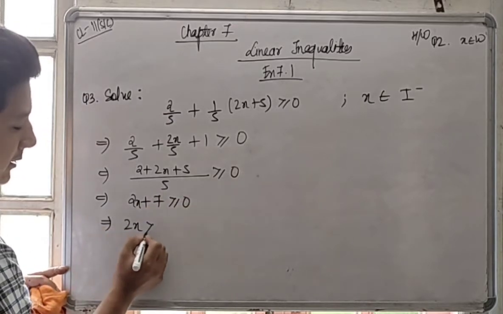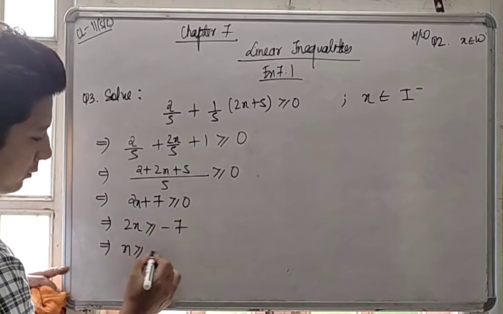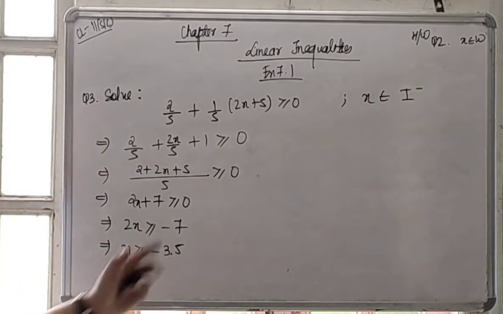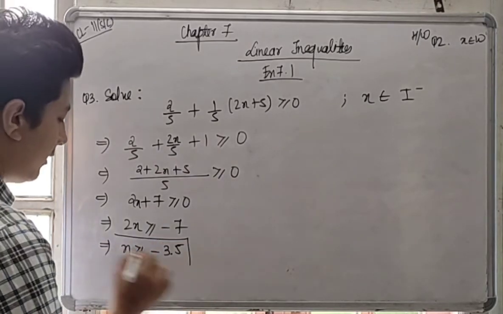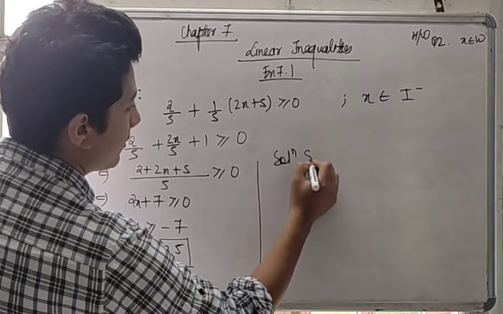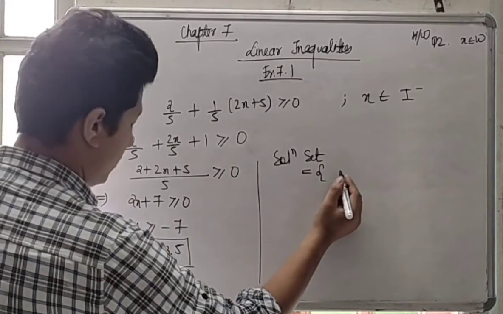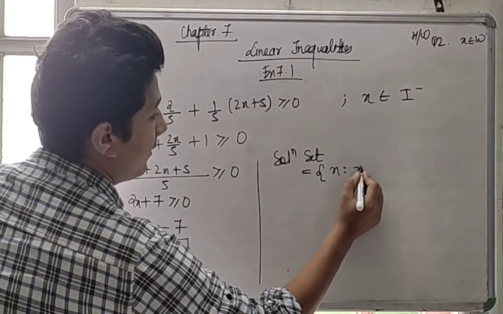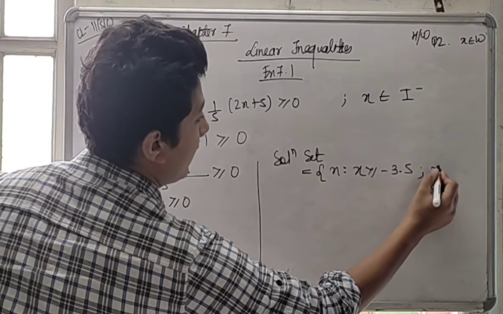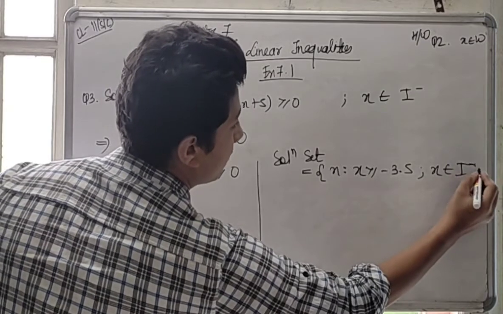So 2x is greater than or equal to minus 7. Therefore x is greater than or equal to minus 3.5. This is my final inequation. If I write the solution set in set builder form, it will be x such that x is greater than or equal to minus 3.5 and x belongs to negative integers, I to the power minus 1.